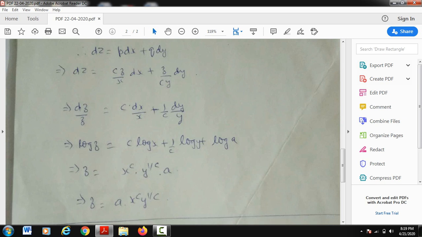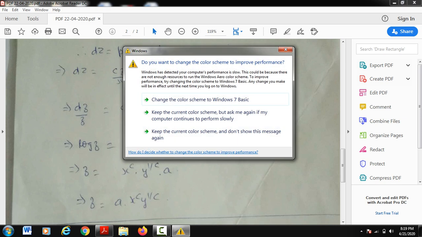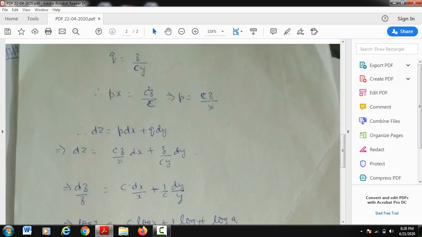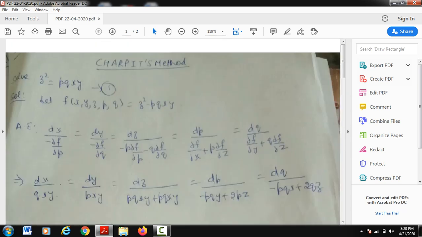On applying the properties, this c will come into the power. It will be log x to the power c, and log y raised to the power 1 by c, plus log a. Log a plus log b plus log c is log abc, so log and log will balance. On simplifying, I am getting z is equal to a x to the power c y to the power 1 by c, where a is the constant. So this is your final solution of the given partial differential equation.